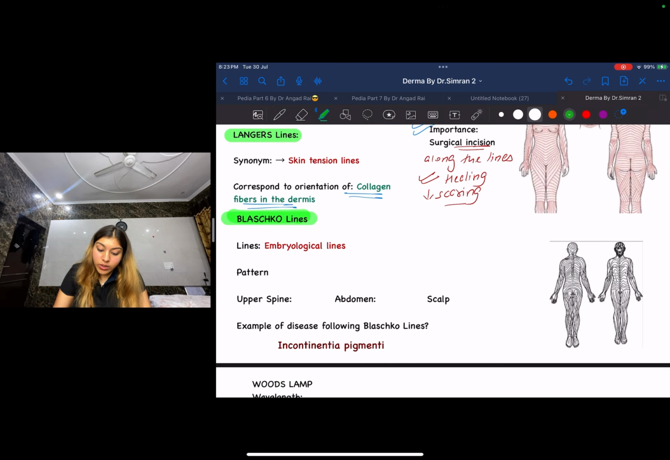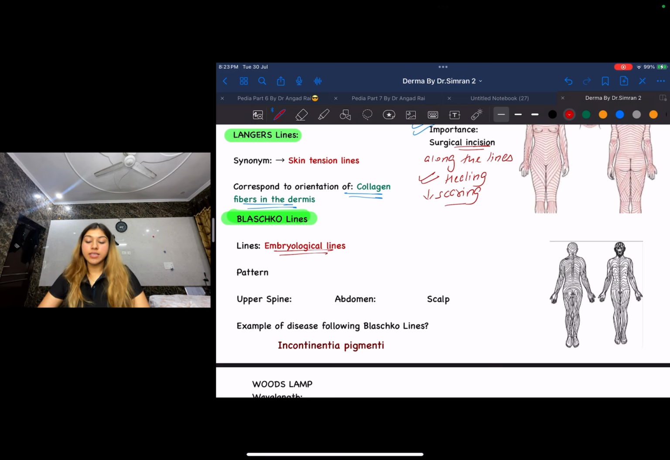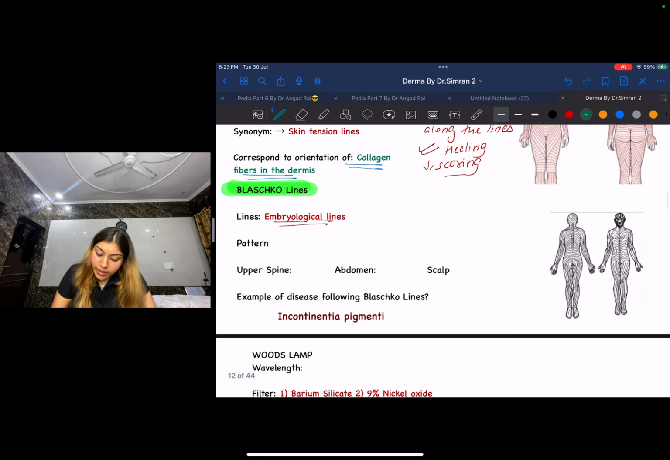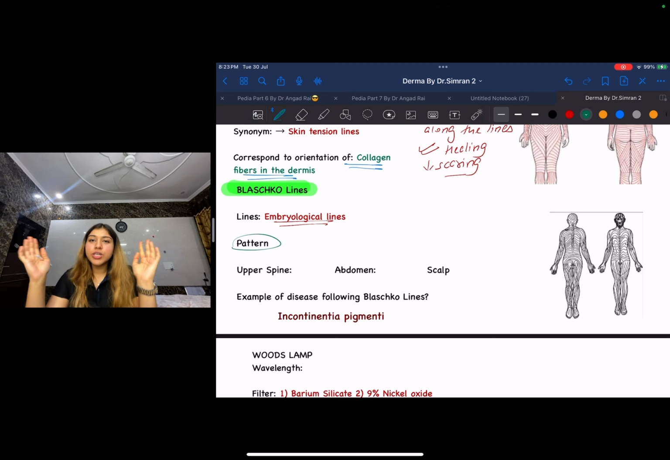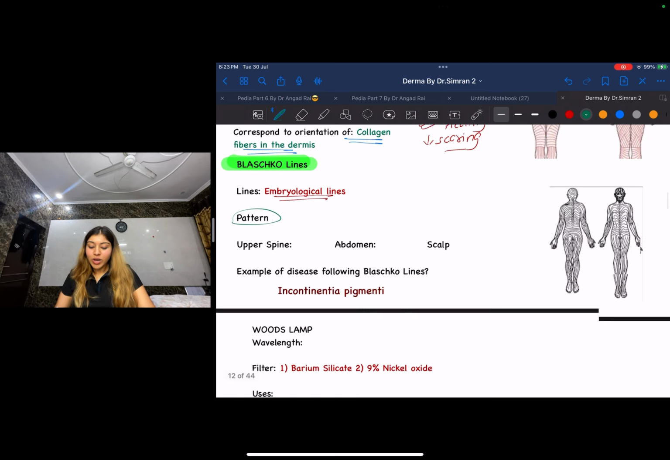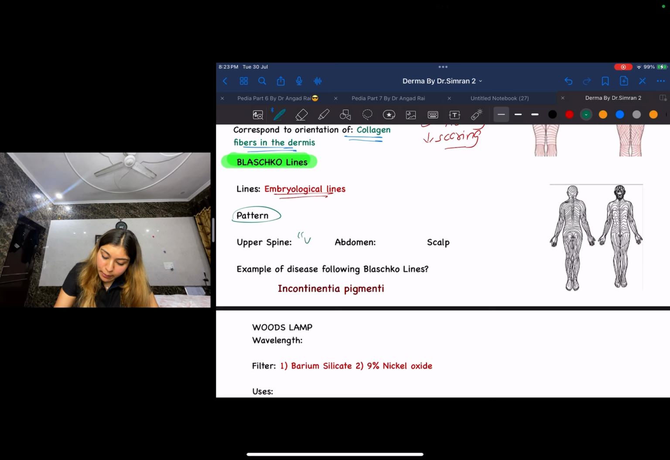Okay, our Blaschko lines. Now see, these lines orient to the embryological lines. Now see, there are different patterns. If I see about my upper spine, guys are very interested in having that V back, right? So our upper spine will give me a V-shaped pattern.